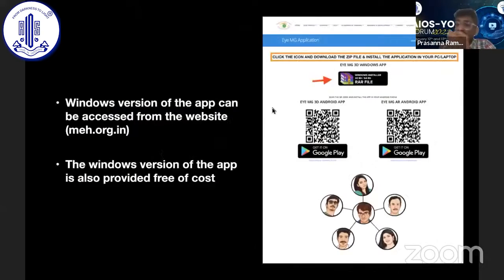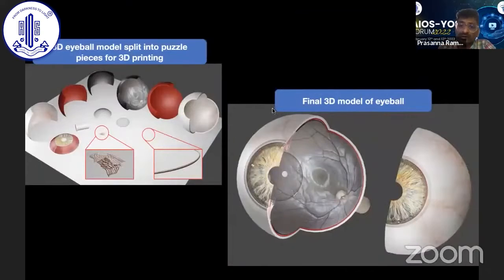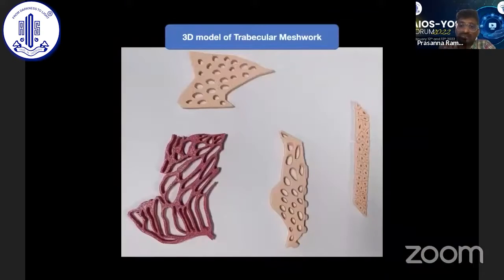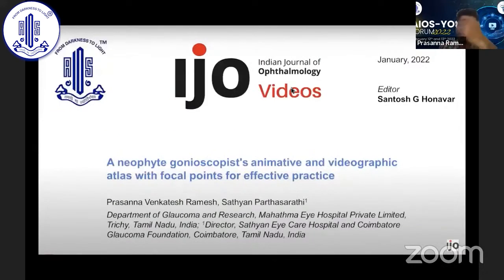And we are the team Mahatma Center of Moving Images. We are not only ophthalmologists, we have a group of technicians as well. You can feel free to visit our website. We are a growing team: research and development, moving images, AR, app development, and even 3D printing as well. And these are some of the applications that we have created apart from the holograms. We have our own 3D atlas called the IMG 3D. We have our own Windows version application as well. All these are open access. We have printed our own 3D models as well as a puzzle for cognitive learning.